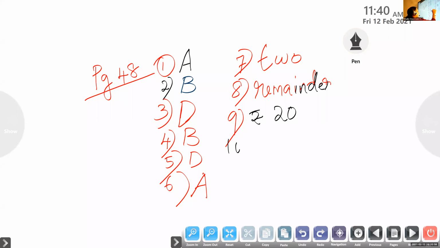Question number 10. Celine, can you read question number 10? Convert 4,650 paise into rupees and paise. Convert. This is the paise. 4,650. You have to convert into rupees and paise.